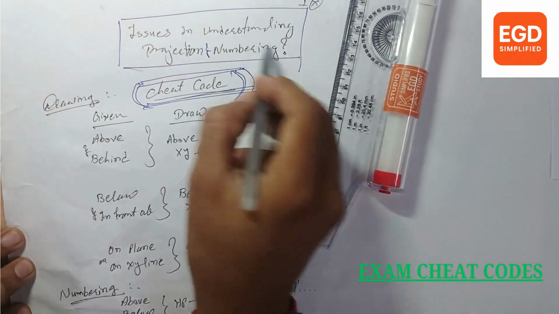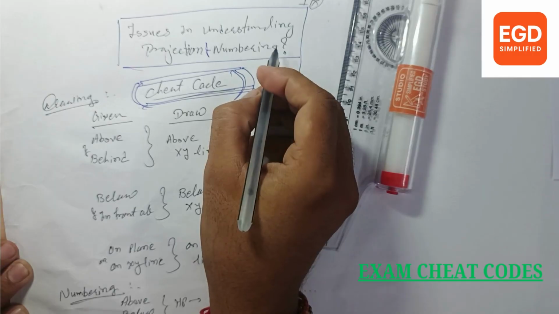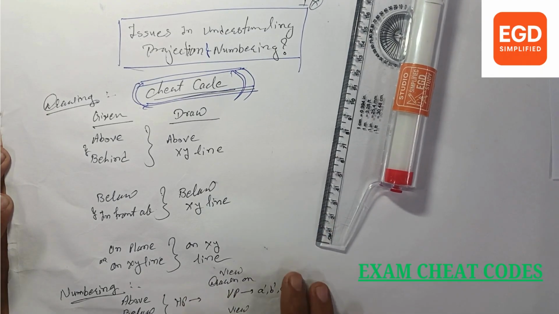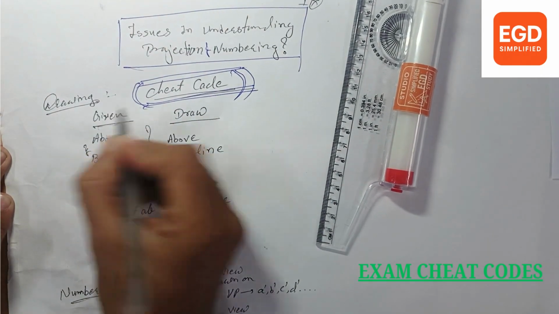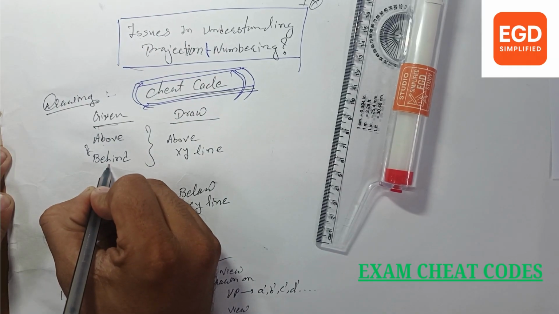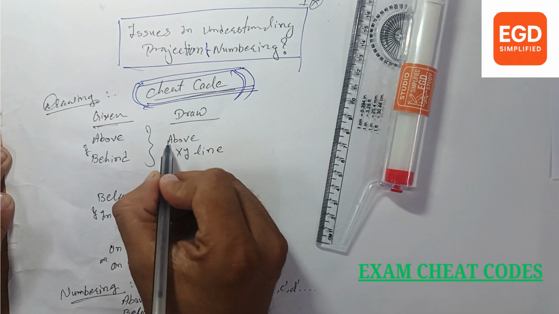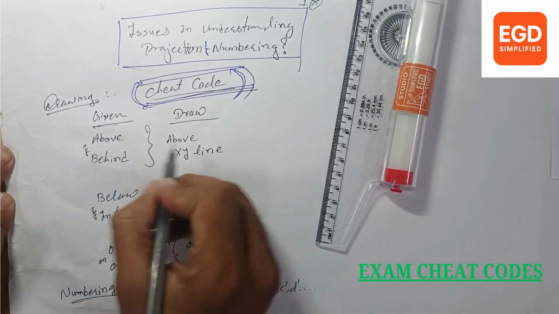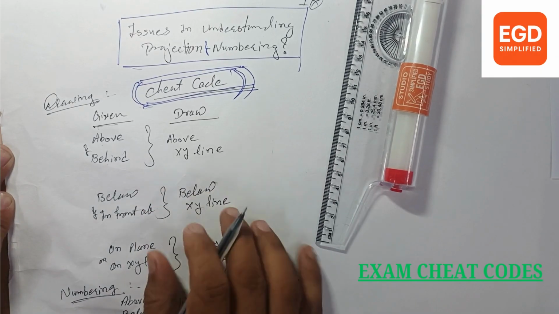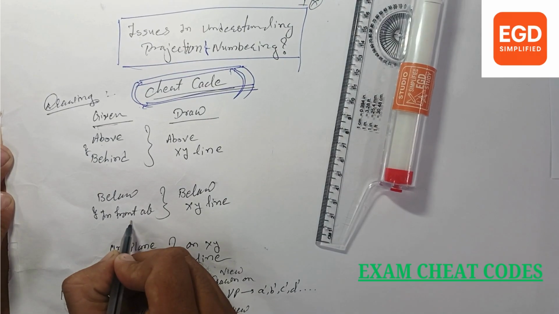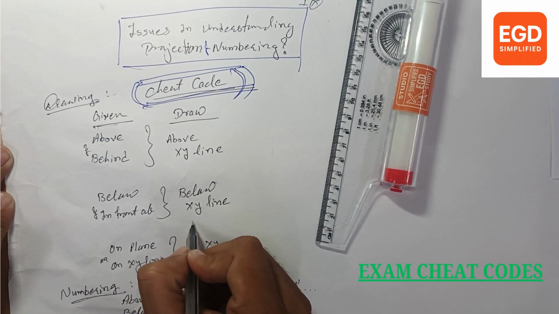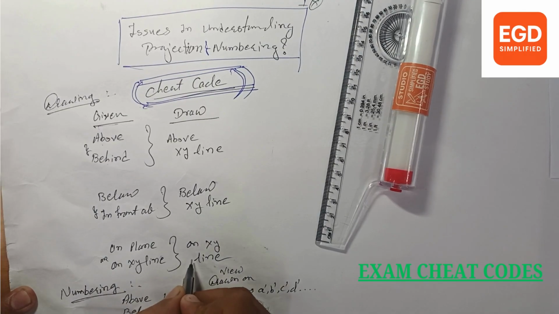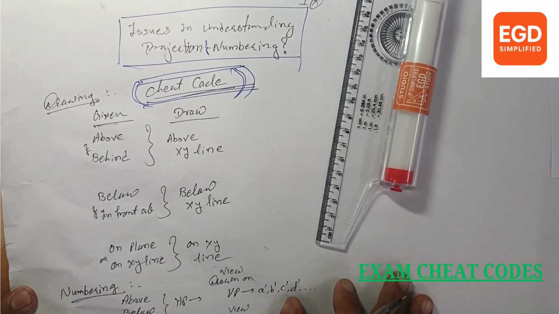If you still have an issue understanding the projections and numbering process in projection of points, there is a cheat code which you can follow during your examination. If it is given the word above or behind, then you should mention that point above the XY line. If it is given below and in front of, then you have to draw below the XY line. If it is given on plane or on XY line, then you have to mention that point on the XY line.